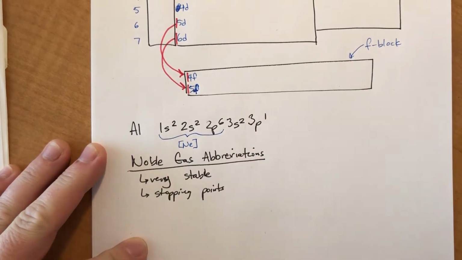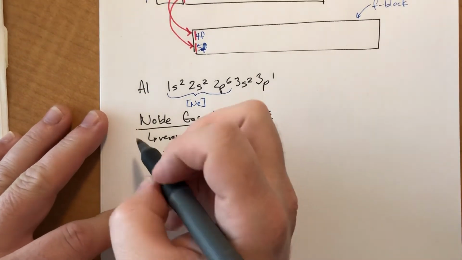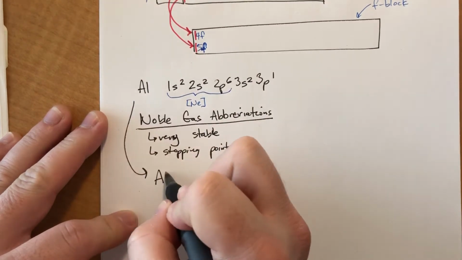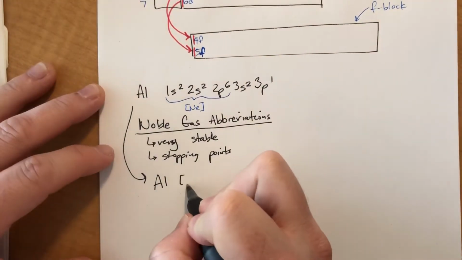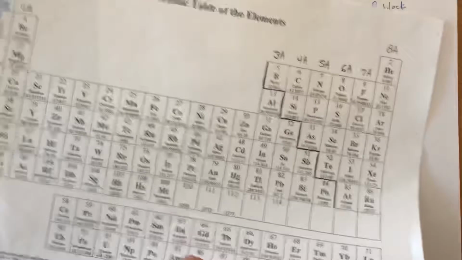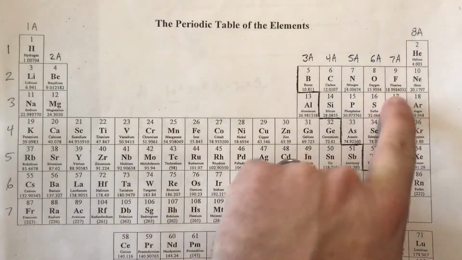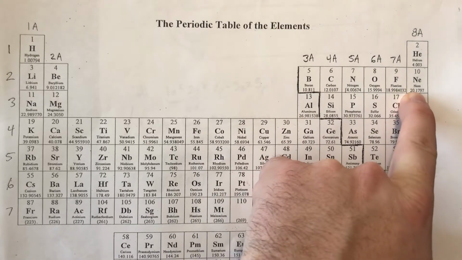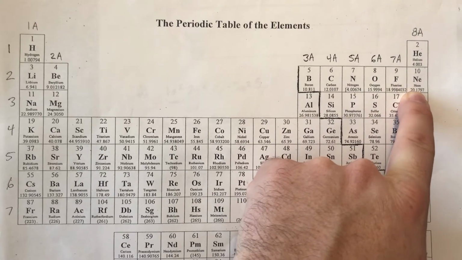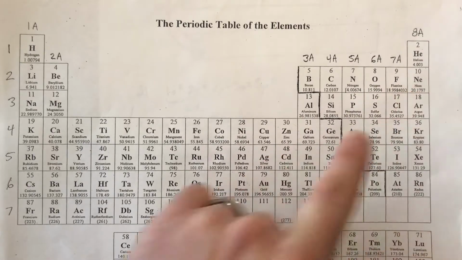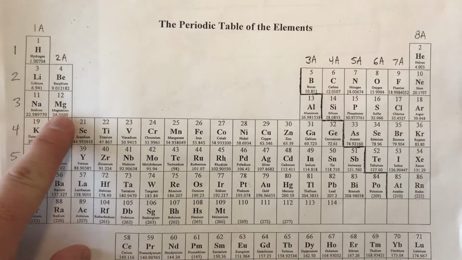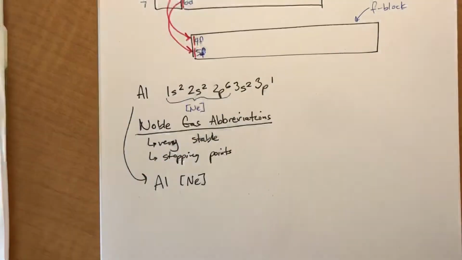We write it with brackets around it. So the noble gas abbreviation for this exact same problem would be neon, and then we start from there. For aluminum, we go back to the nearest noble gas. This is element 13, and the nearest noble gas is 10. The first preceding noble gas is 10, so it'd be neon, and then this is 3s2, 3p1.